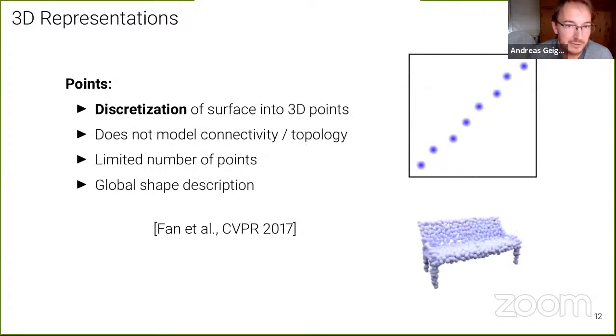Okay, another representation that people have looked at after that is point-based representations, in particular point sets. This representation as an output to a neural network discretizes the surface of the shape into a set of 3D points. However, as you can see, these points, of course, don't model connectivity or topology. And also existing approaches are pretty limited in the number of points, in the order of a few thousand.